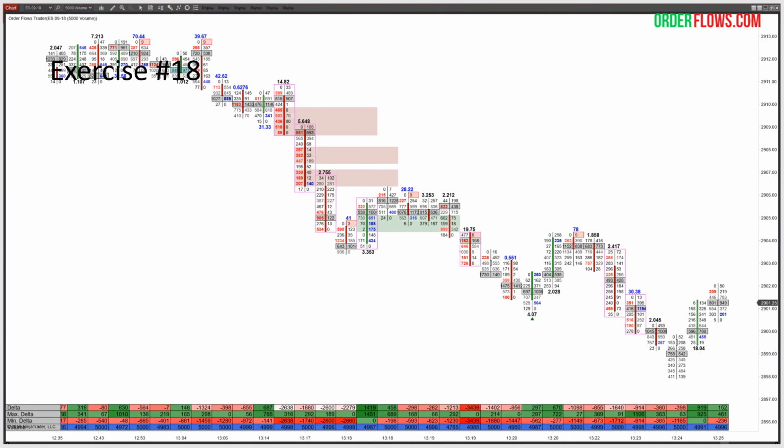All right, so moving on. This is an E-mini 5,000 volume chart. This is exercise number 18. All right, well, hopefully you could have seen this flip in here. You got minus 2279 delta against a min delta of minus 2660, and then positive delta of 1459 against a delta of 1451. Unfortunately, it just went sideways over the next several bars, and then it sold off.